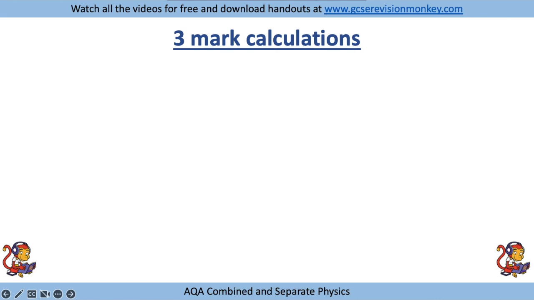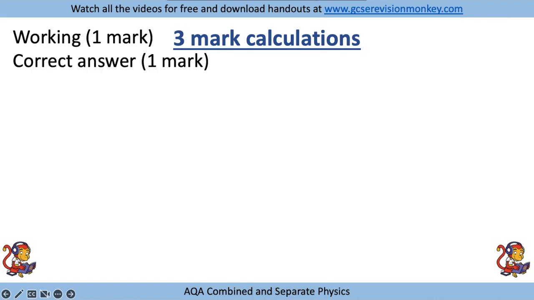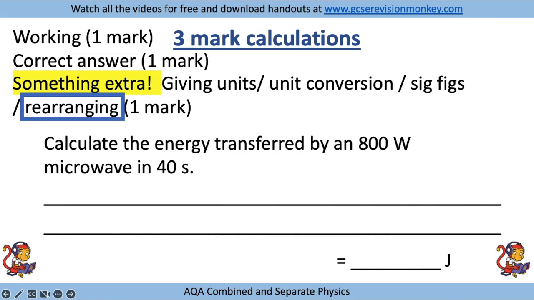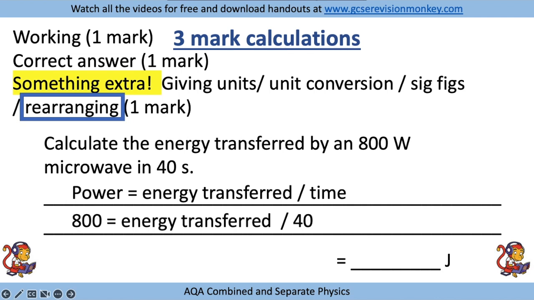And then finally, you might have to rearrange an equation. So I'm going to give you some clues. If you can't rearrange and find it really difficult, I'll give you the clues to give you the maximum marks on the question. First of all, you need to write down the equation that you're using, and then importantly, write in the numbers that you've got. So this time, we've been given the power and we've been given the time, but we don't know the energy transferred.